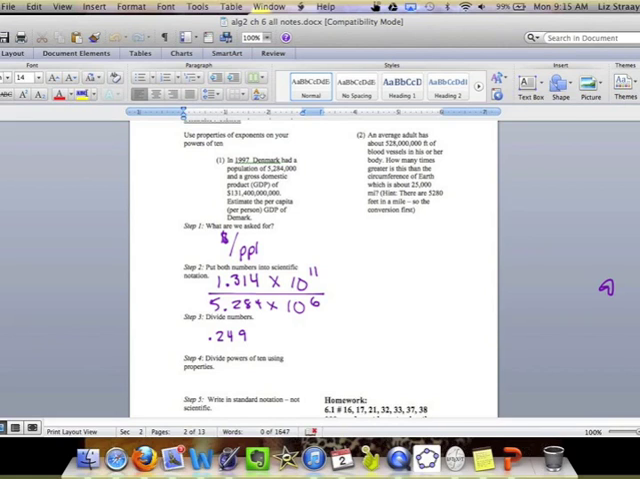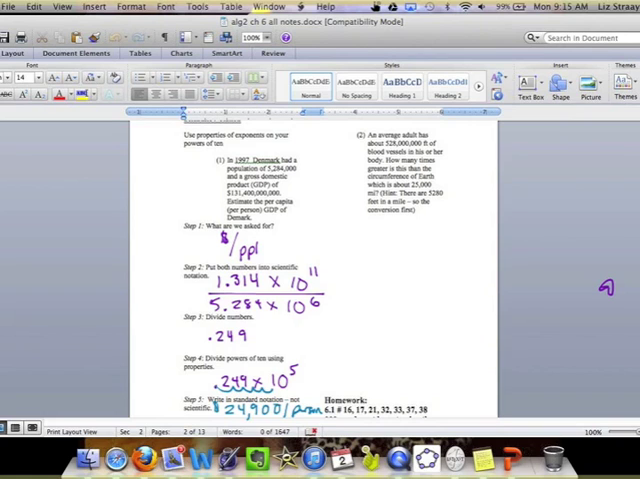Then divide the powers of 10 by using properties. So if we're dividing, what is our property? Subtract. So I would have 10 to the fifth. So I get 0.249 times 10 to the fifth. And then as our final answer, we want to write this in normal standard notation, so not scientific notation. So I want to take that decimal and I want to move it 5 places. 1, 2, 3, 4, 5. So I get 24,900. Or just under 25,000 per person.